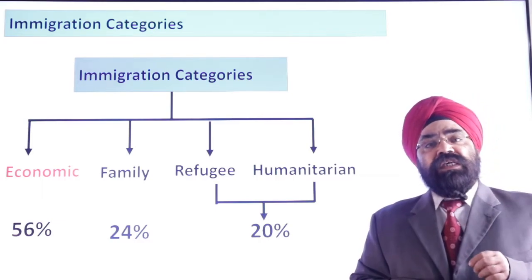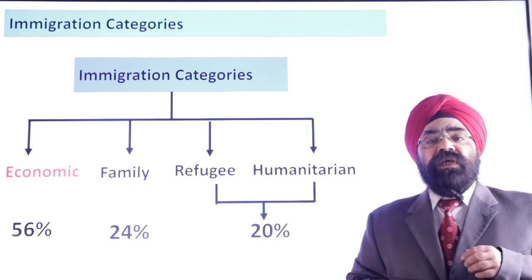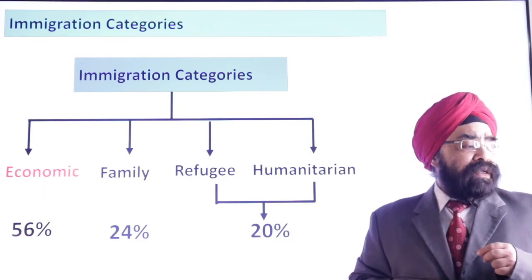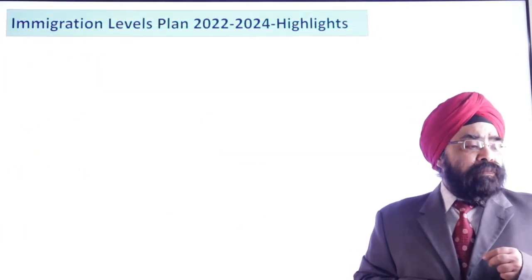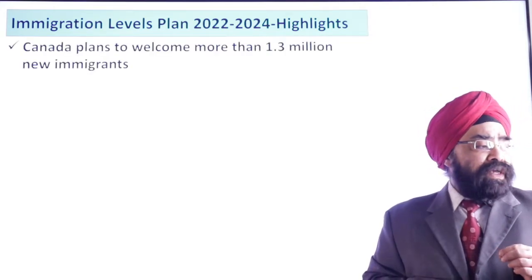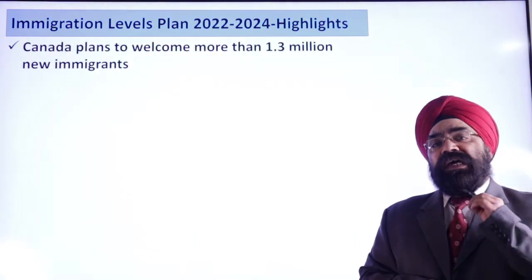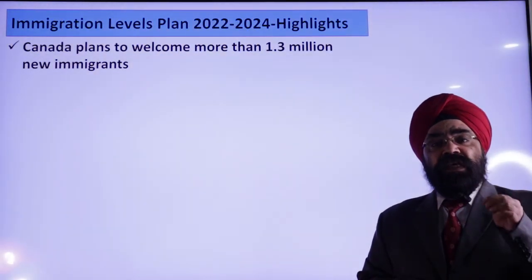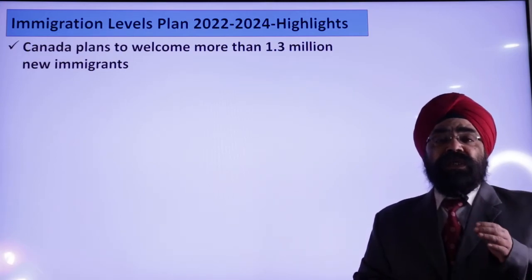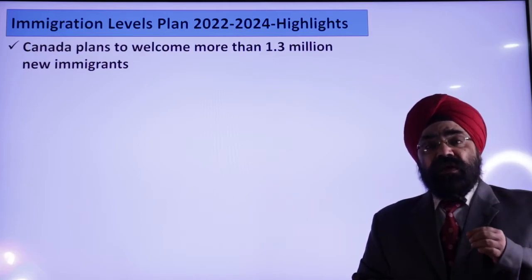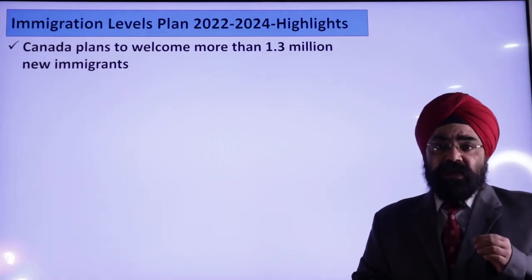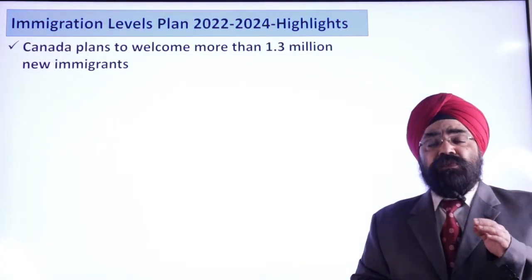With this knowledge, let us see what actually happened in this immigration plan which was presented by the Minister. Immigration plan highlights for 2022 to 2024. The first and most important highlight is the 1.3 million record-breaking number. Yes, it is a record-breaking number. The government is going to call 1.3 million immigrants to Canada. It has never happened in history before.